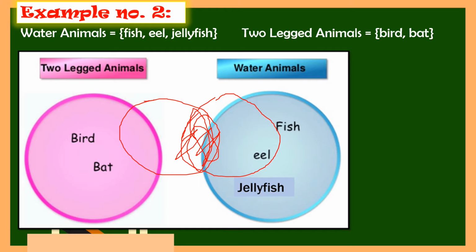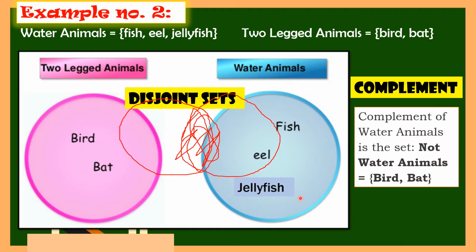So, wala namang fish sa two-legged animal. At the same time, wala namang bird and bat sa water animals. So, ganito lang po ang ating representation ng Venn diagram kung wala tayong common elements or intersection. But, always remember na lalagyan nyo pa rin ng rectangular sa gilid, which represent our universal set. So, this is an example of Venn diagram with no intersection, or there are no items that belong to both groups. So, simply, pwede din natin itong tawagin as disjoint sets.